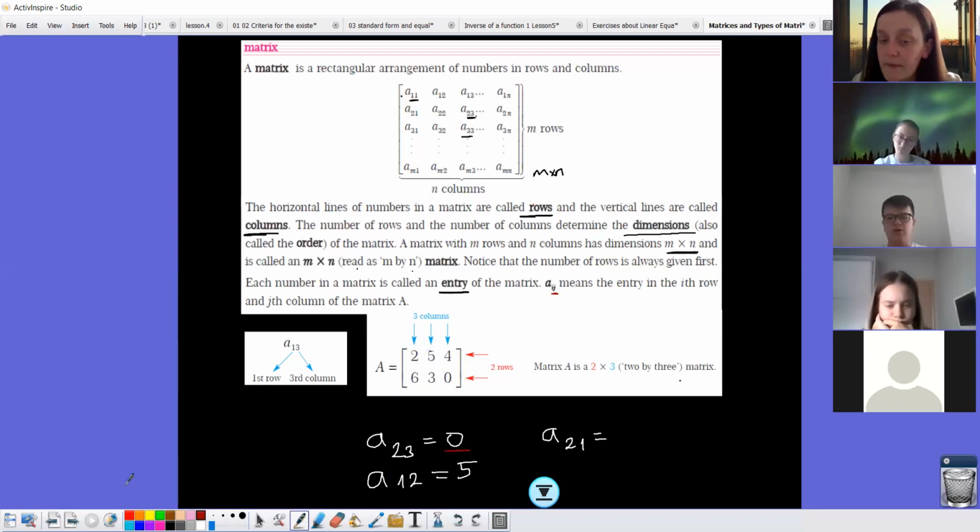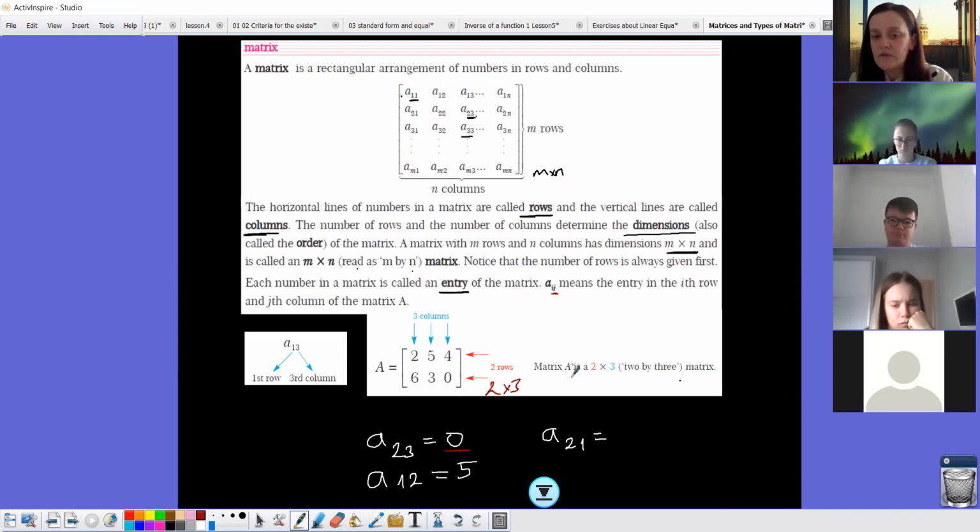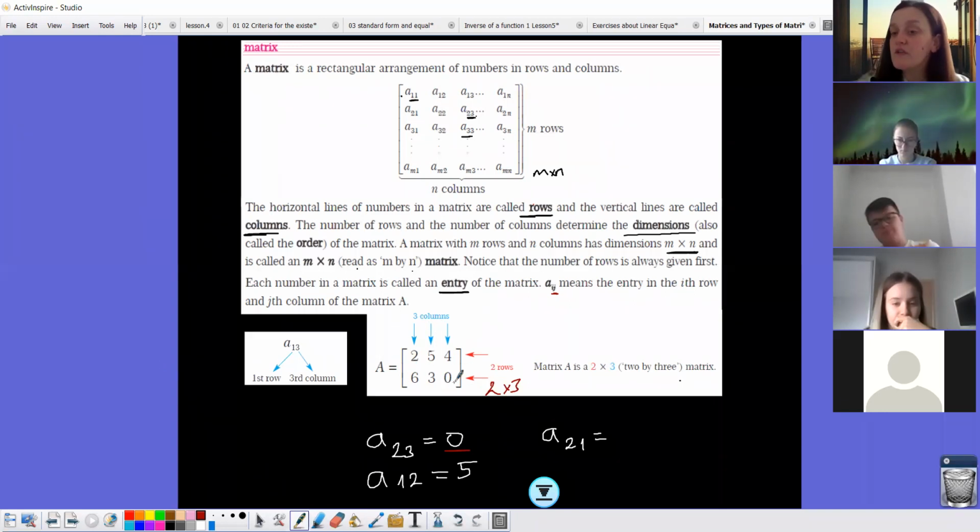Teacher, the matrix changes or not? How you mean changes? For example, in this case, we have 2, 5, 4 and 6, 3, 0. In other cases, there will be different numbers. There will be more rows, more columns, or less rows. It will change. This is only one example of a matrix. This is a 2 by 3 matrix, 2 rows, 3 columns. Entries are these ones, 2, 5, 4, 6, 3, 0.